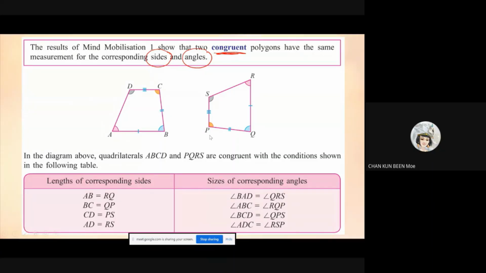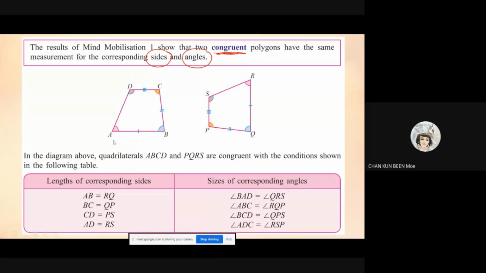This is quadrilateral PQRS. Or it also can be a trapezium. It looks like a trapezium from my side over here, but because of the angle, they didn't show that it is 90 degrees, so we just mention it is a quadrilateral first. Now we look at the length of the corresponding side.